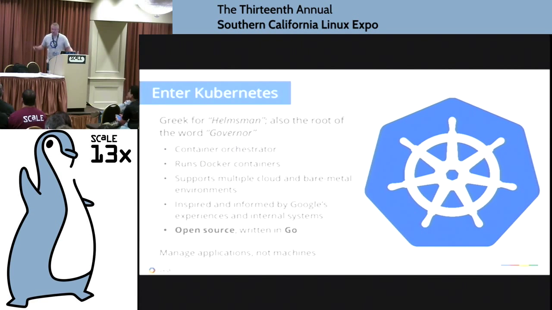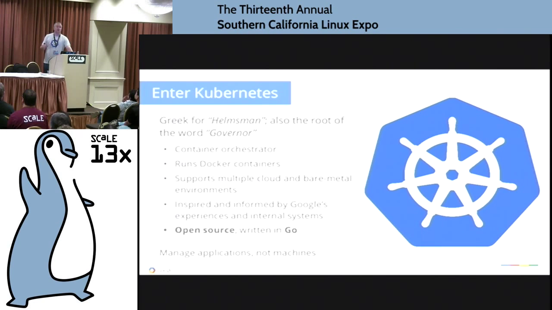So let's enter my primary project, which is called Kubernetes. Kubernetes is sort of a cool word. It's the root of "governor," and it's also the root of the word "cybernetic," which wasn't intentional, but it's sort of neat. Kubernetes is a container orchestrator. Orchestrator is the word that the container world has settled on for this. We called it a scheduler, but orchestrator is good enough.